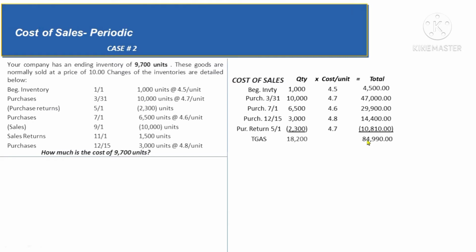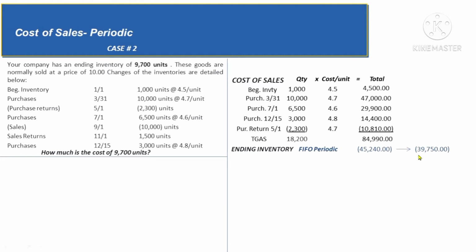84,990. Now, we have here the amount of ending inventory that we have computed using the FIFO periodic, which is worth 45,240. So if we deduct this from 84,990, then we're gonna get a cost of sales of 39,750. Actually, in this case too, as long as we have an ending inventory figure, aside from getting the cost of sales, we can also get the gross profit.